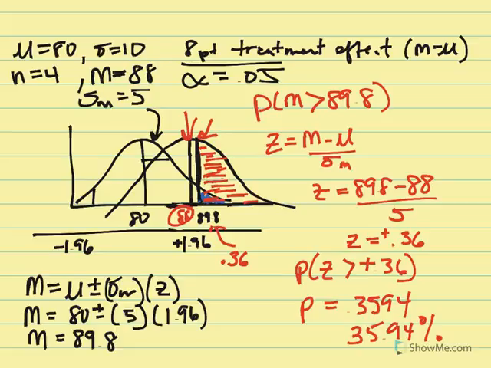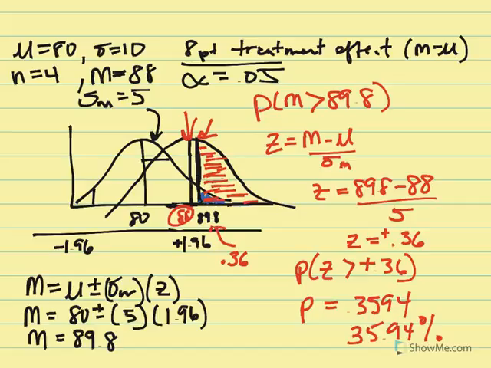Or we would say that 35.94% of samples, treated samples, would reside or be greater than 89.8 and enable us to reject the null hypothesis.